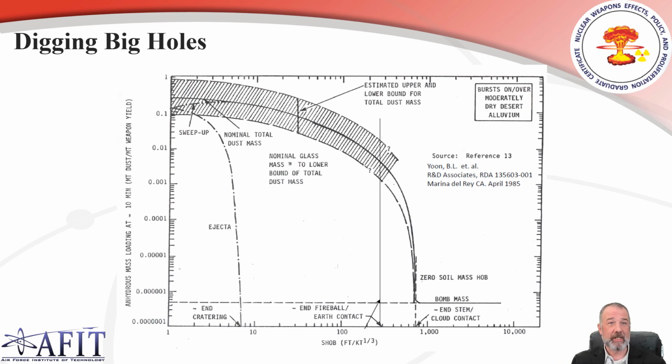But our scaled height of burst is really telling us the big takeaway from this one is where do we really end cratering? Where do we end contact with our fireball from the surface? And then finally, when can we expect to not see any interaction between our detonation and the ground?